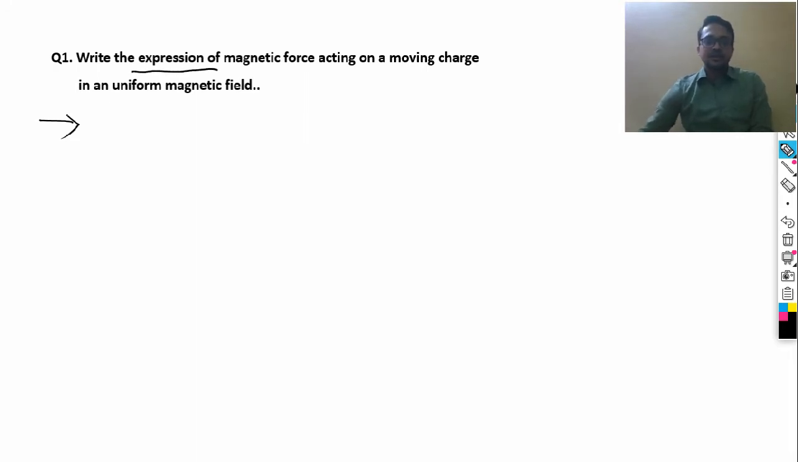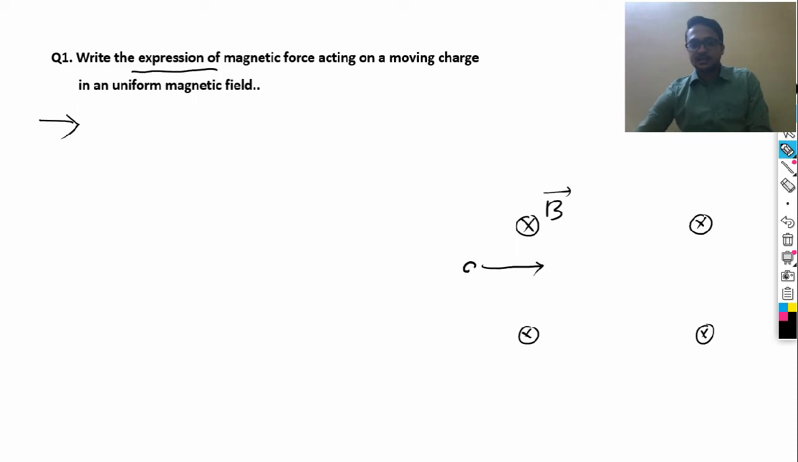Right? So in magnetic force we need three things. Okay, suppose this is a region, okay, cross means we all know that magnetic field lines are entering, right? So here this is magnetic field B vector. Okay, a charge is entering, this is a charge Q with velocity V. Okay, here we don't know about the angle. Suppose the angle between B and V is theta. Okay, so theta is the angle between B and V.